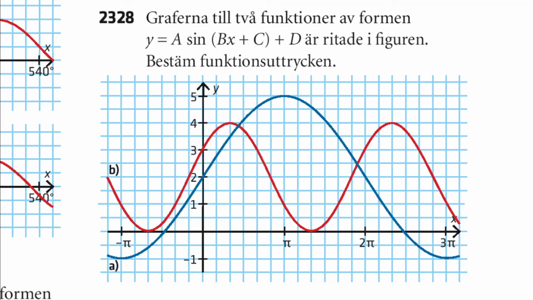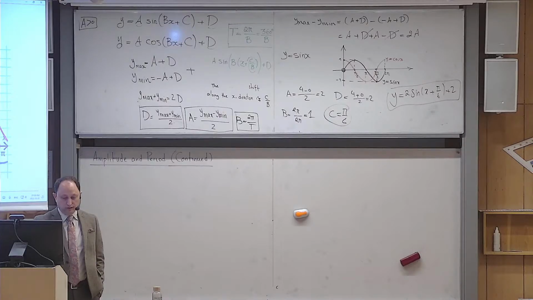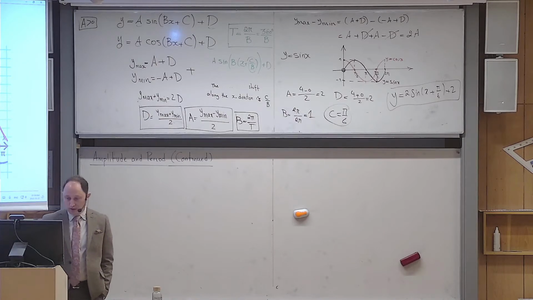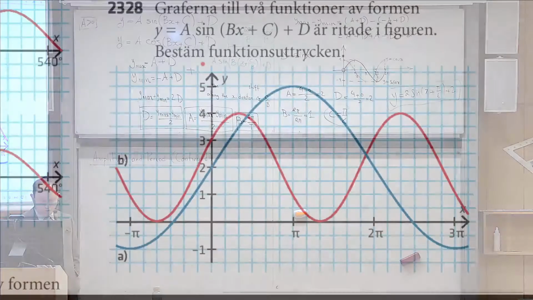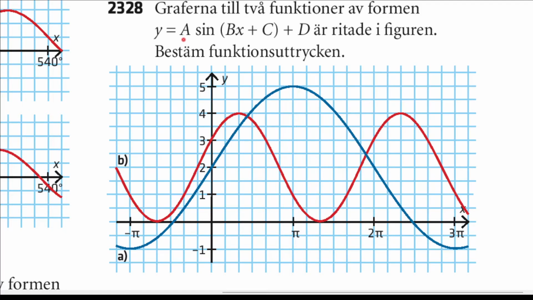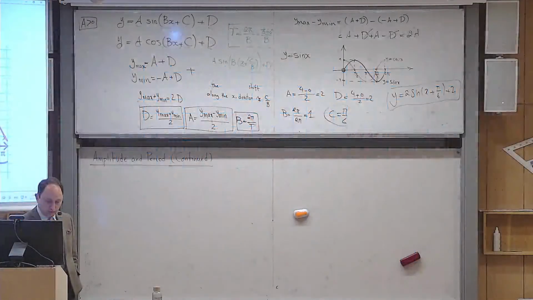I give you time to think about it. Okay, could you solve the problem? Okay, so let us go back and forth here. So first of all, for finding A and D at least, I need the max and mean values for y. And it is very easy to read. What is the y max value? 5. And what is the y mean value? -1. Okay, so let us go back to the board.